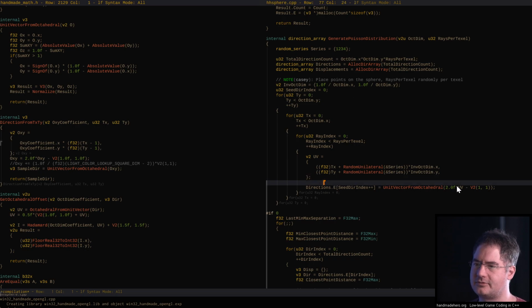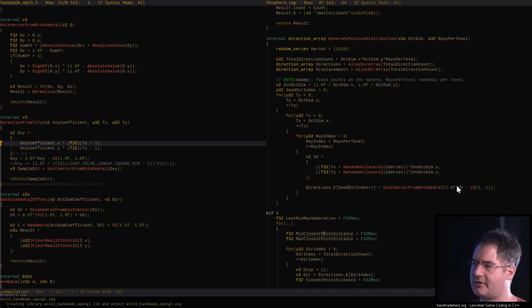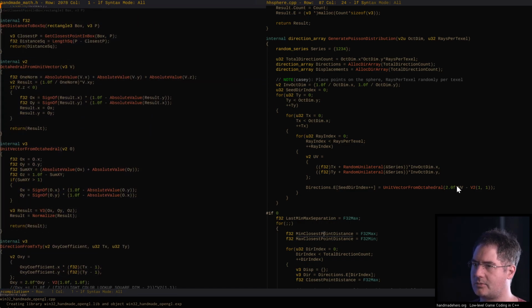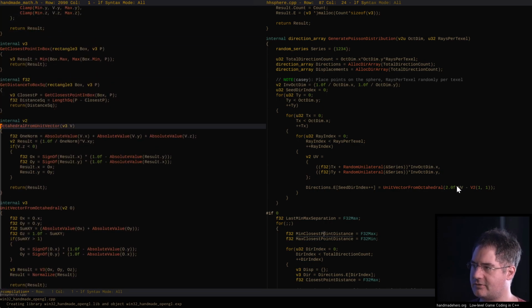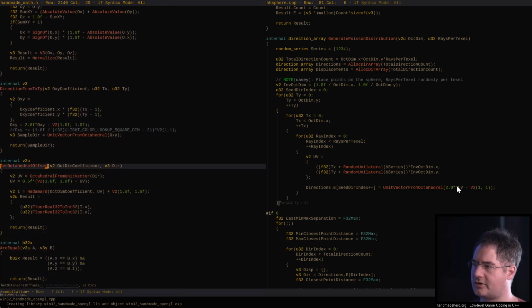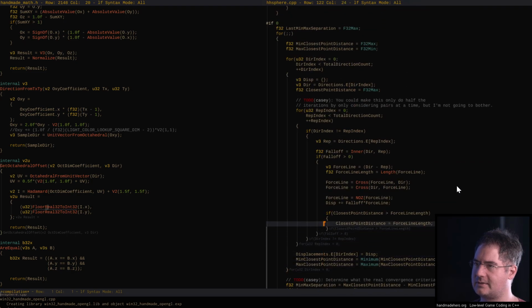I might try it, just because why not? So effectively what that would look like is, when we're calling unit vector from octahedral, we would just call octahedral from unit vector and then clamp, right? Or quantize. We could also just call get octahedral offset, which already does that quantize. So maybe we just do that. So in here we turn the repulsion back on.